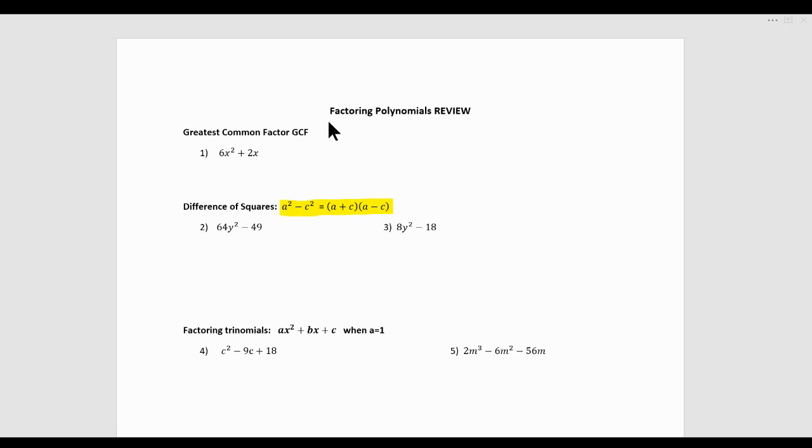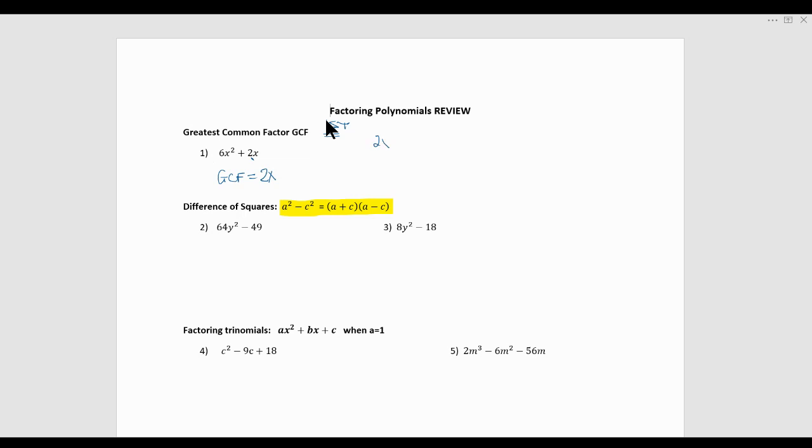When you factor, the first thing you always want to look for is whether there is a common factor in each one of the terms. If we look at this first case, we see we have 6x squared plus 2x. If I look at my number, I see each term can be divided by 2. And each term also contains a variable x. So my greatest common factor in this case will be 2x.